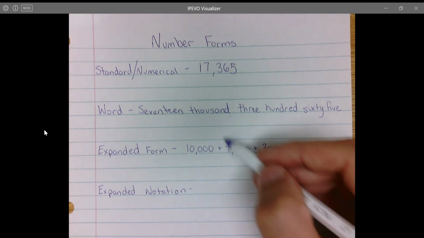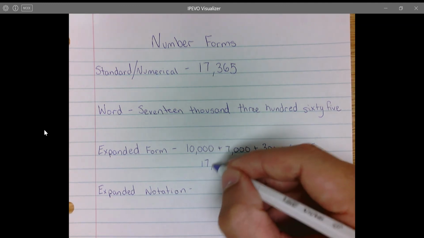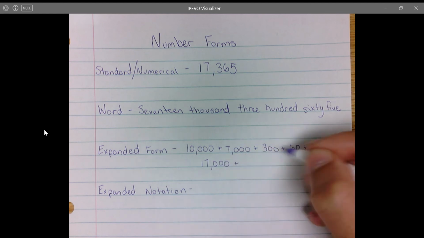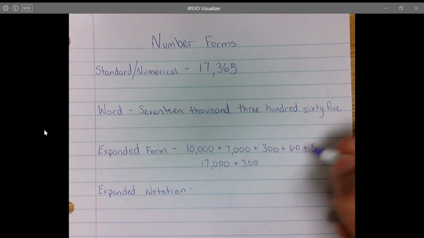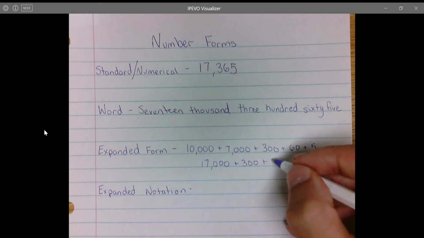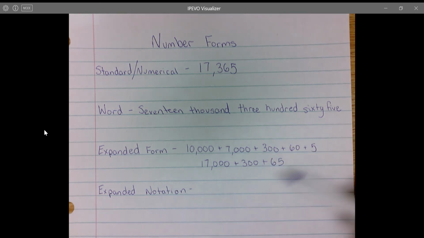Like I combine these two here, and then I would get 17,000. And then I could leave this 300 here, and then I could combine these two, which is 65. There's many different ways that I could write this expanded form. It's this number just stretched out. The last one is going to be expanded notation.